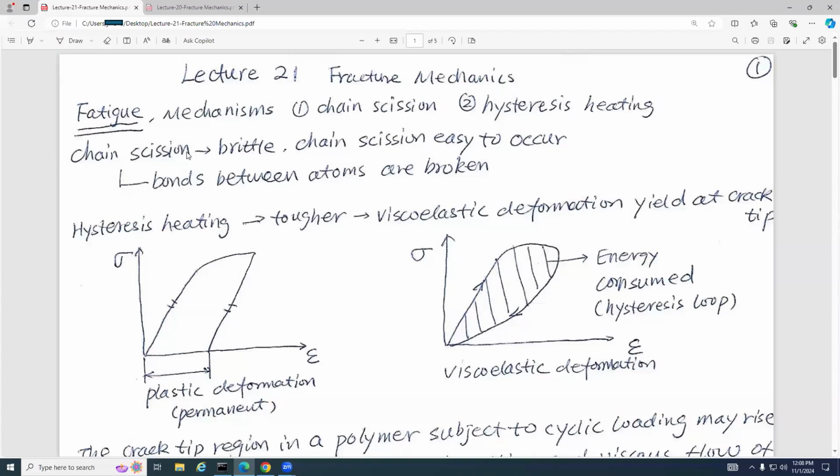But here we talk about fatigue. Fatigue mechanism: we have chain scission, which means that the chain is going off from the major body. And the second one is hysteresis, the heating. I'm very interested in hysteresis; it is a very important concept. Chain scission is brittle and easy to occur. Chain scission means that the bonds between atoms are broken.